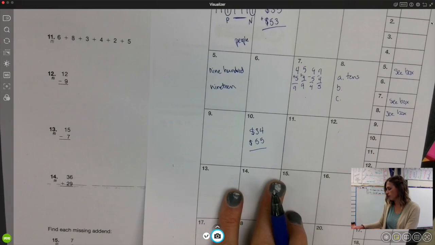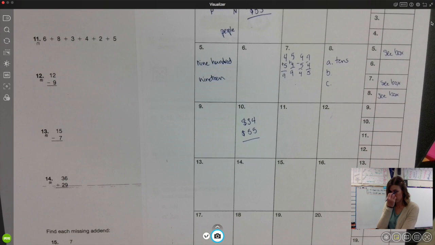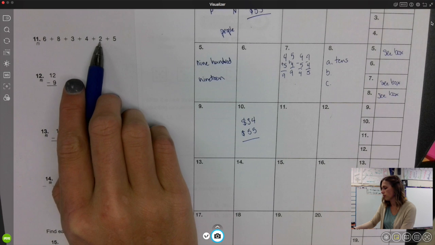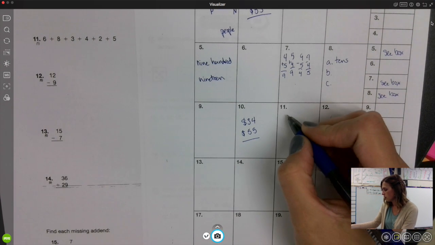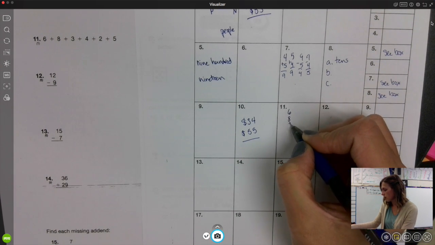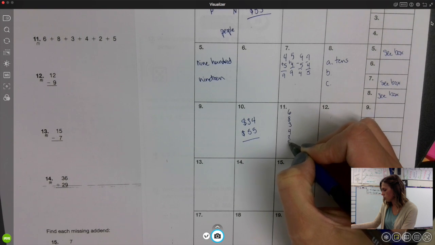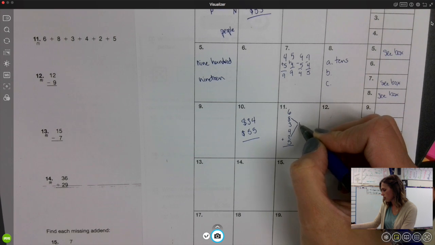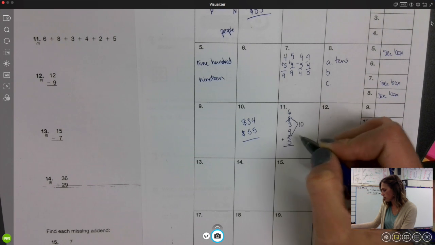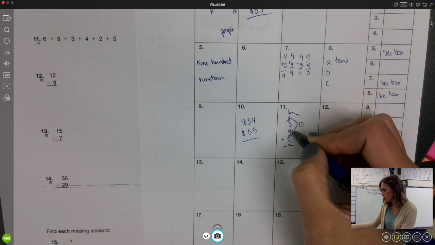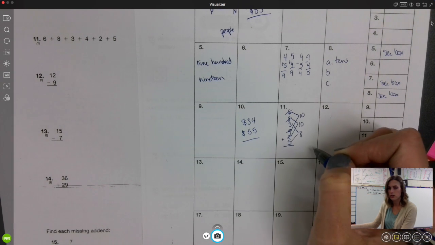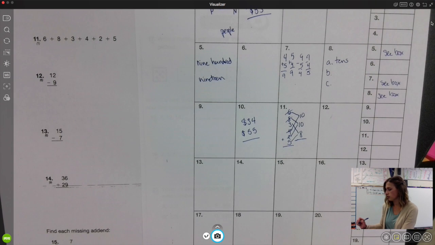Number 11. We've got all these numbers, 6 plus 8 plus 3 plus 4 plus 2 plus 5. I'm looking for numbers that equal 10. So 8 plus 2 equals 10. 6 plus 4 equals 10. 3 plus 5 equals 8. So add those numbers up to get your total.